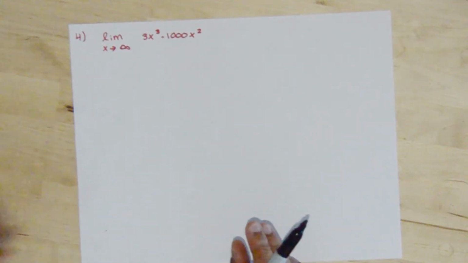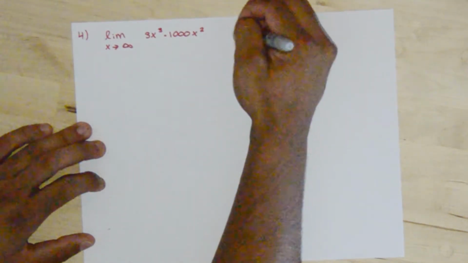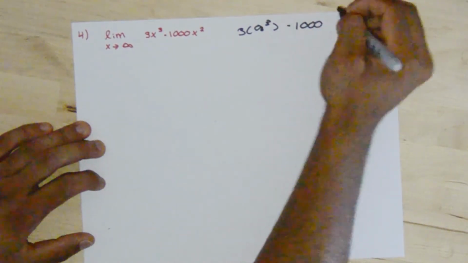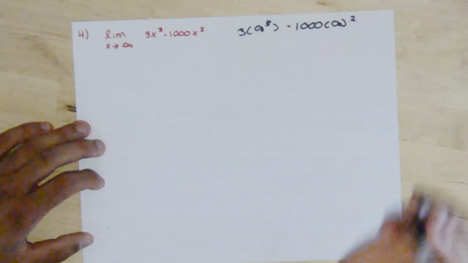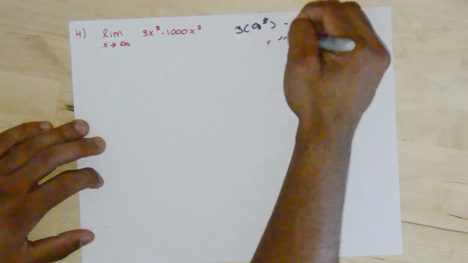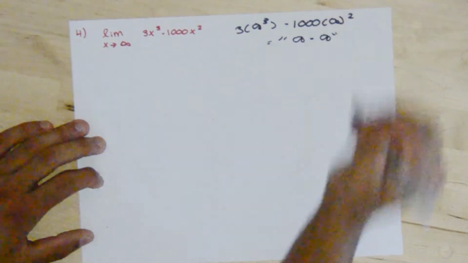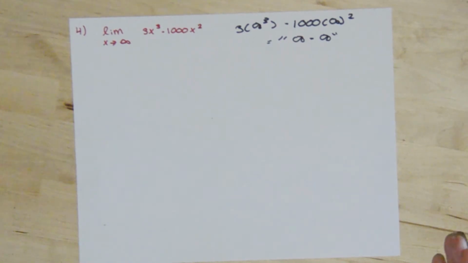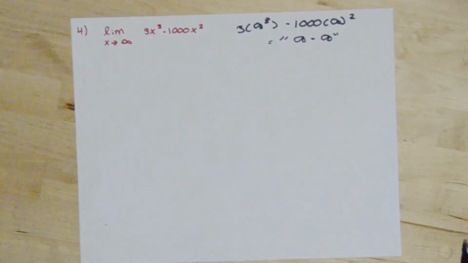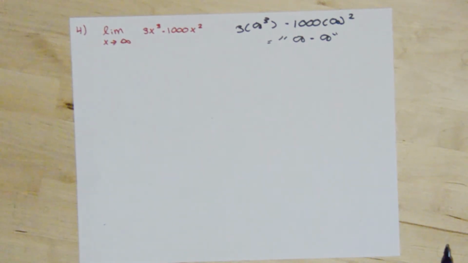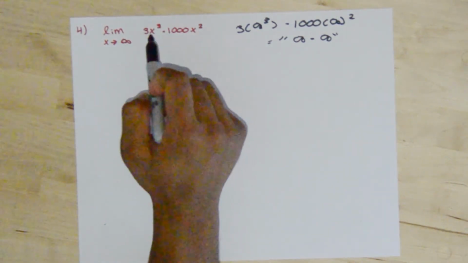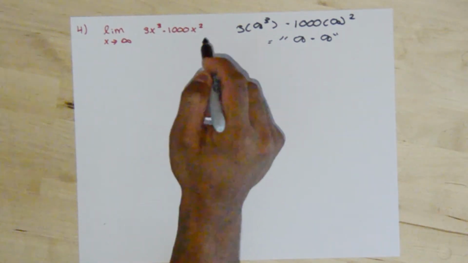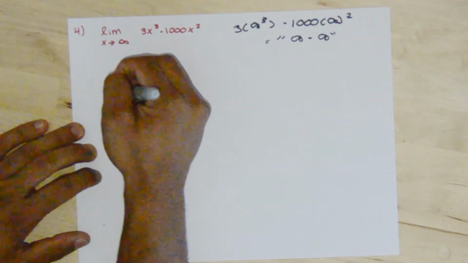And notice here that when we plug in infinity originally, we get 3 times infinity cubed minus 1000 times infinity squared. At this point, you should be able to tell that this equals the indeterminate form infinity minus infinity. And also notice that this is not a fraction, so we have to use some other kind of algebraic manipulation. In the last problem, we used conjugates, but I don't think conjugates will work that well since we have really high-powered variables. So in this case, notice that you can factor out an x squared from both of these terms, and if we do that, we get the following.